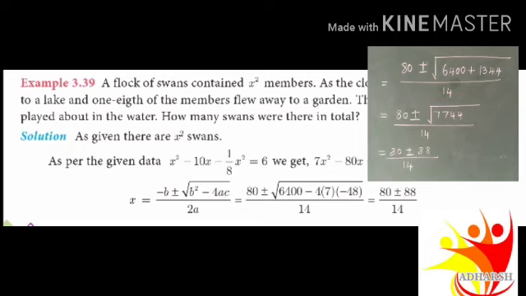6400 minus 1344. 4 into 7 is 28, into minus 48, multiply the values, minus into minus is plus, 1344 divided by 14. So 80 plus or minus root of 7744 divided by 14. Root value of 7744, that equal to 88 divided by 14.